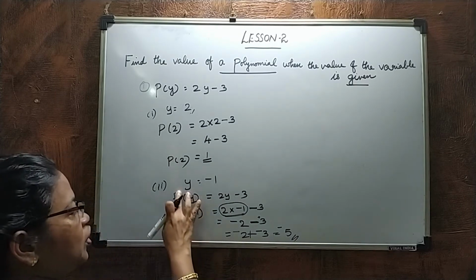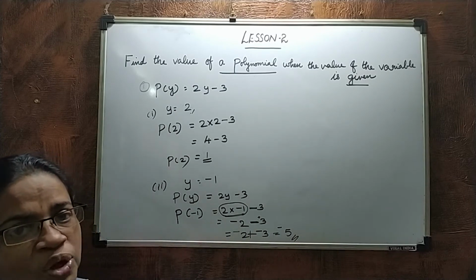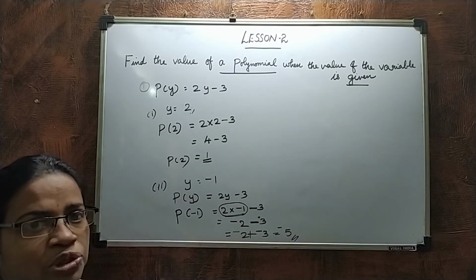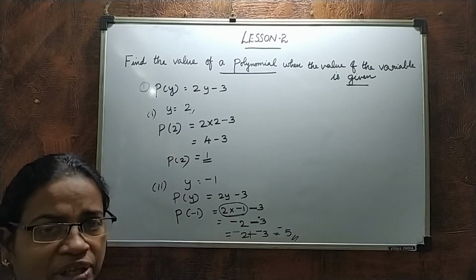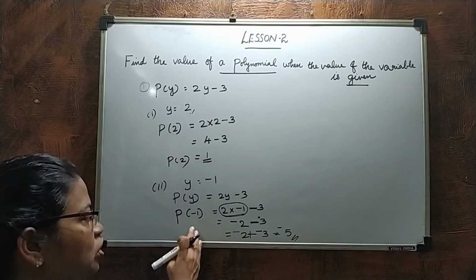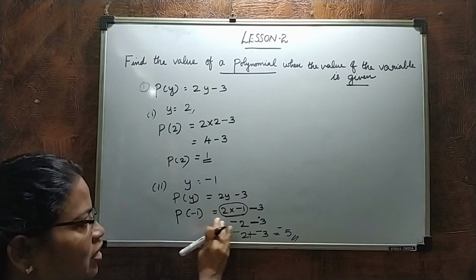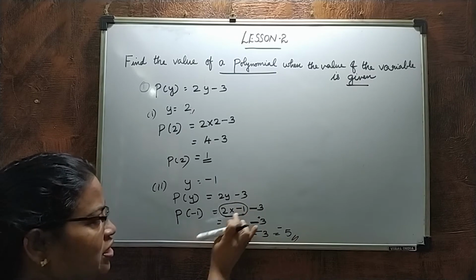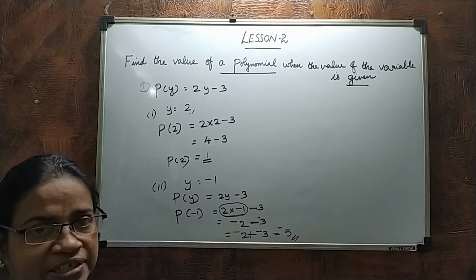Again they had given you one question, when y is equal to negative 1, what happens? Just substitute it. P of y is equal to 2y minus 3, that is the polynomial they had given you. Then what should you do? Instead of y it is negative 1, so P of negative 1, substitute negative 1 instead of y, and then minus 3. You will get the answer like this.